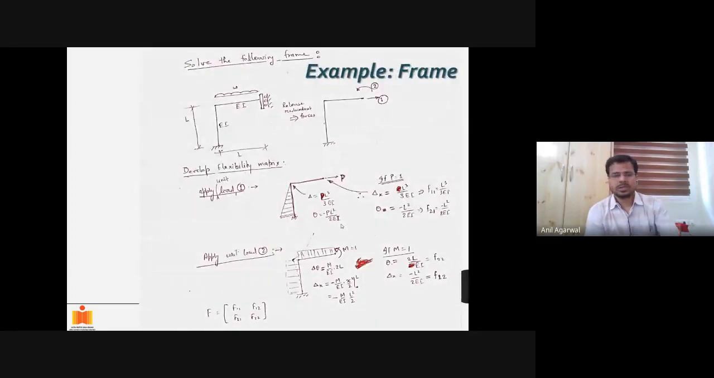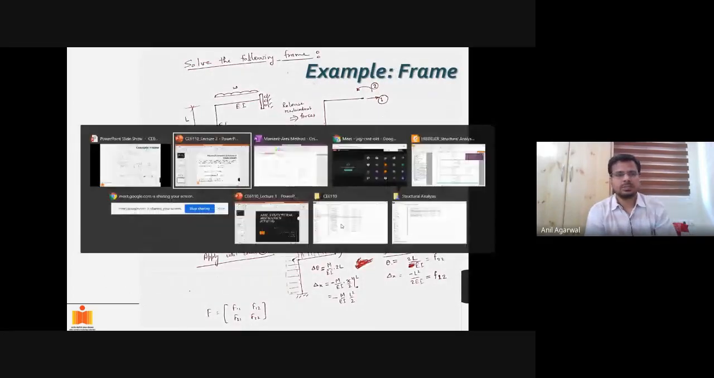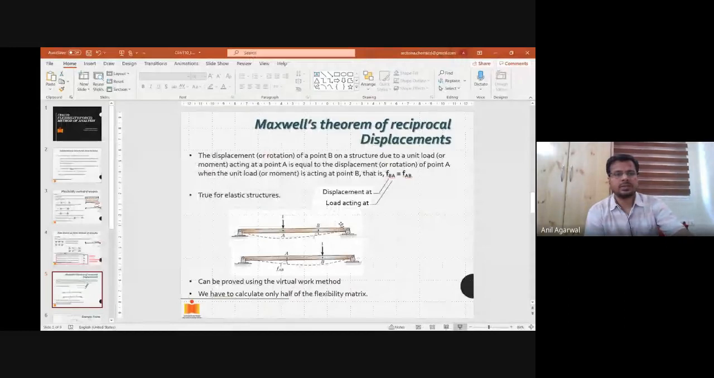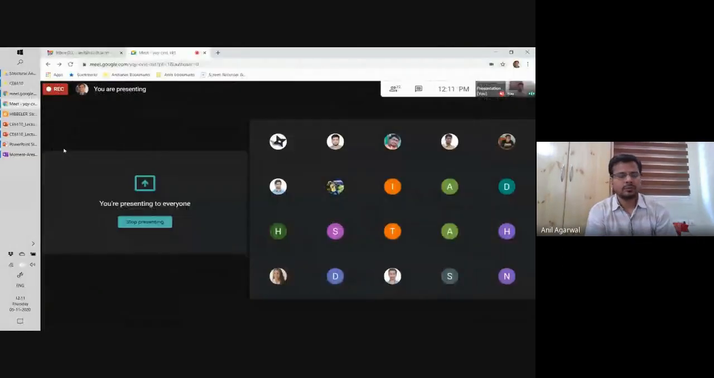One more example I wanted to do, but this example will take some time. I definitely will not have sufficient time to solve this example completely. How much time do I have? 12, 11 already. I think I'll skip that step. I'll take some questions if you have any. And in the next class, we will do 2 examples. We will go a little bit faster and try to cover both examples in the next class.